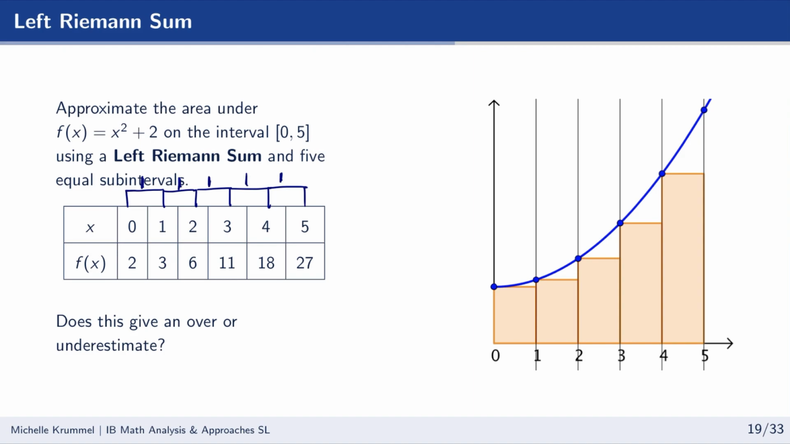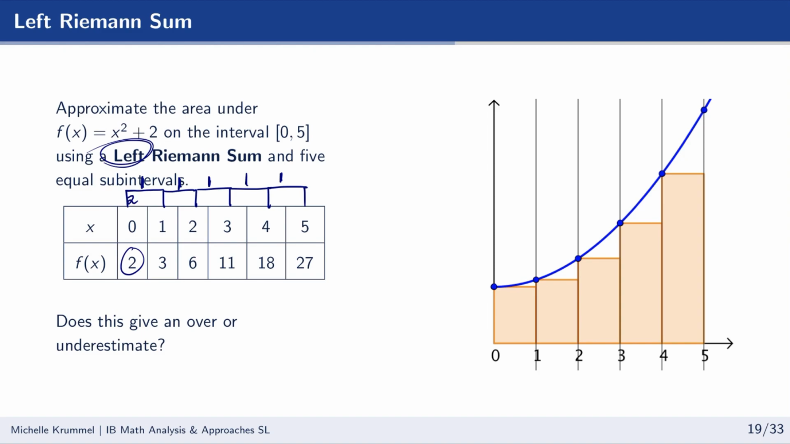And then for the height of the rectangle, we have to check which method we're using. So here we're using a left Riemann sum. For that first subinterval from 0 to 1, we're going to use the left endpoint. So I'm looking at the 0 right here. We're using that to determine the height of the rectangle, and that's determined by the value of the function at x equals 0, which is 2. Okay, so the height of that is going to be 2.